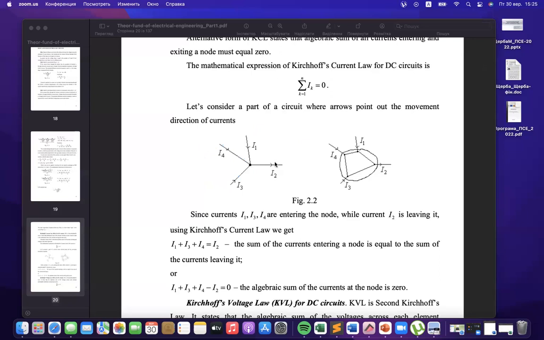For example, in another task, if you have a total current of 50 amperes and some currents, for example 10 and 20, and you don't know current number 3, you could also easily find it. 50 minus 20 minus 10, then this current should also be 20 amperes to make this formula true. It is also a quite useful thing for current searching.